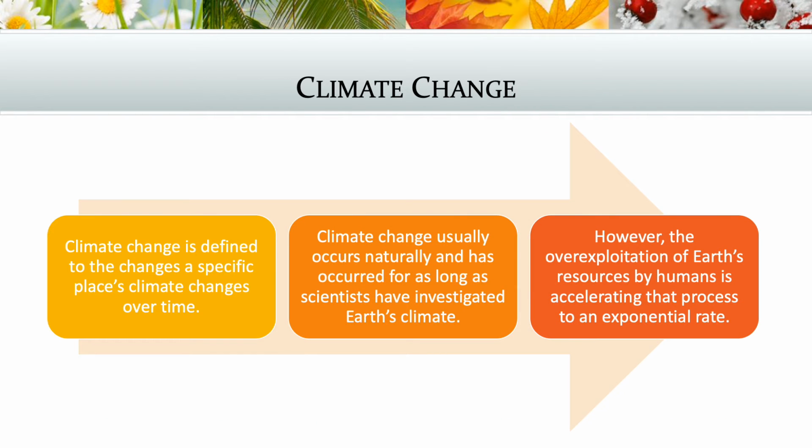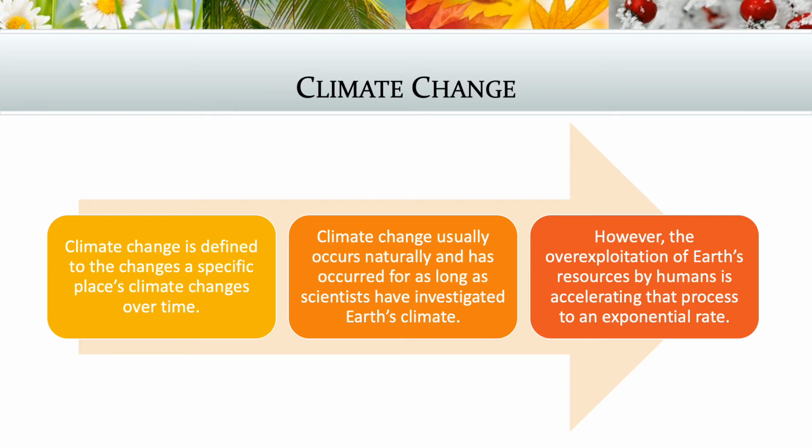The last section didn't have much to do with biodiversity, had more to do with this next topic, climate change. What is climate change? Climate change is defined as changes to a specific place's climate over time. Weather and climate are different. Climate is the defined conditions of a certain ecosystem throughout the year, while weather is just the direct result of this climate variation at certain specific times.